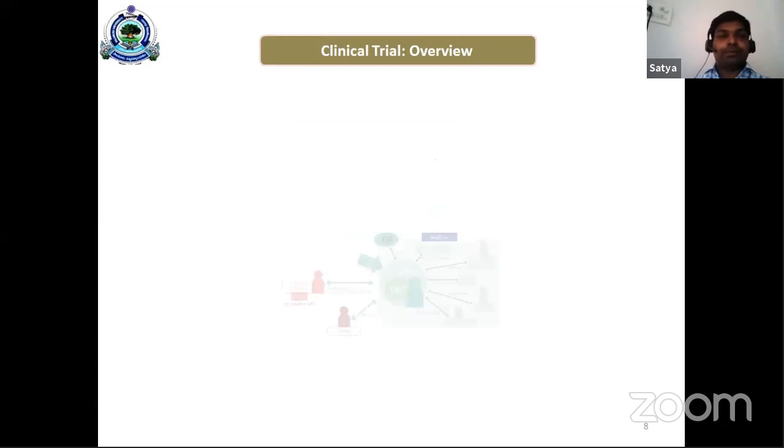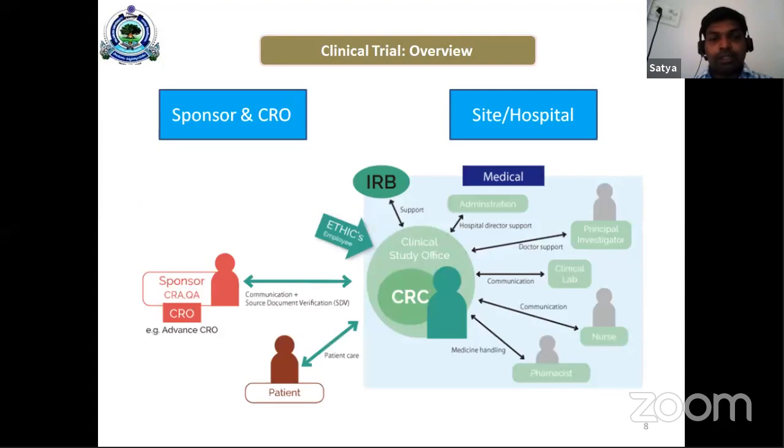So if I see clinical trials, how these will be conducted, as I said, GCP clearly mentions the roles and responsibilities of each and every party, like sponsor, CRO, CRC, and everyone. So either the sponsor can directly conduct clinical trials, or they can assign some of the work to CROs. CRO means clinical research organizations.